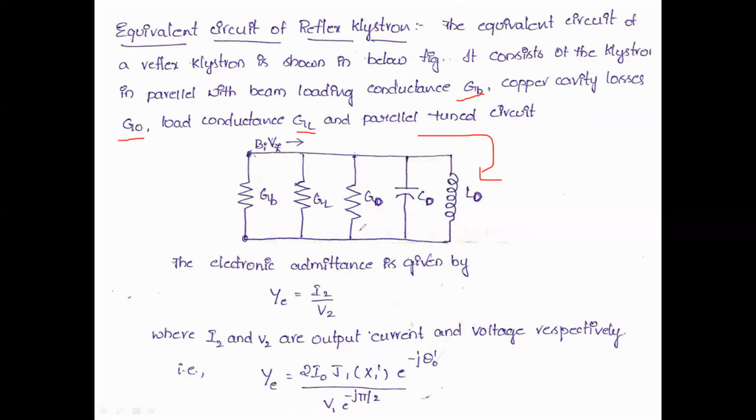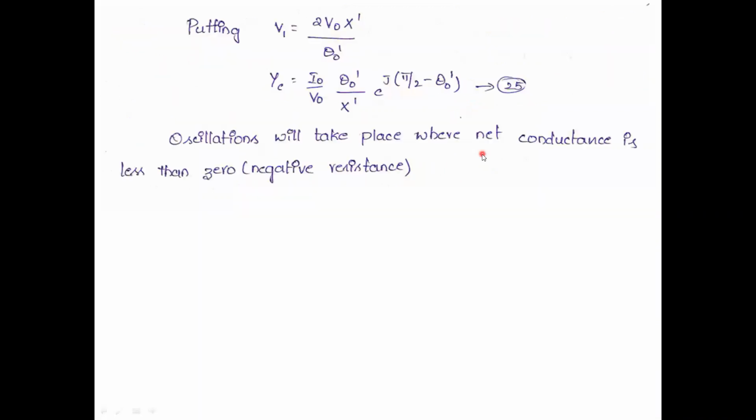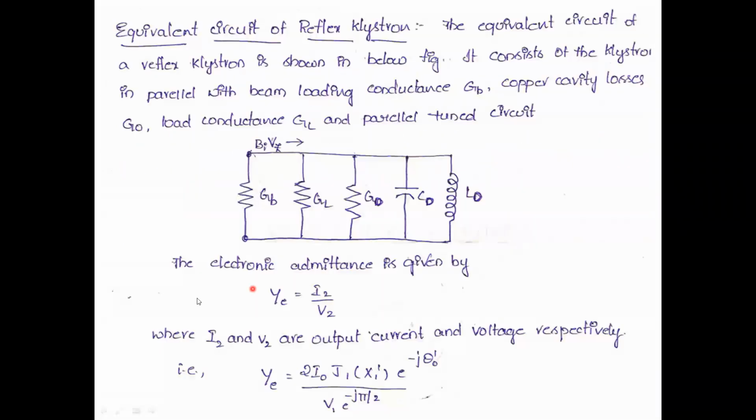From this reflex klystron, how to estimate the electronic tuning? Let us discuss. From this, the electronic admittance should be continued in the next lecture. The equivalent circuit modes will be in the next upcoming class.